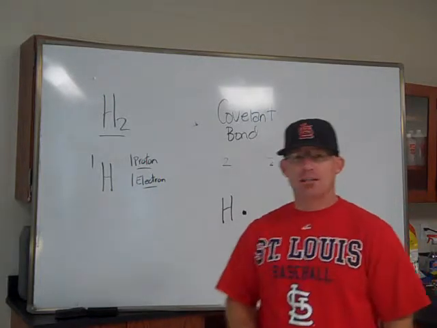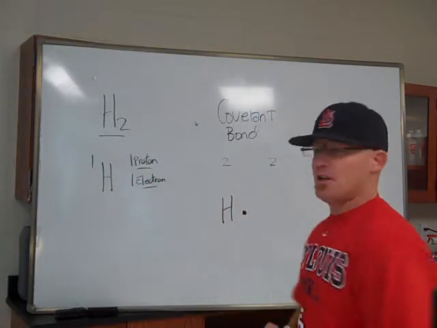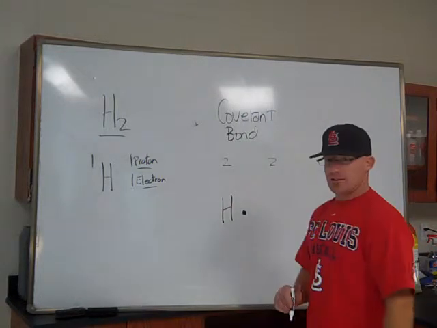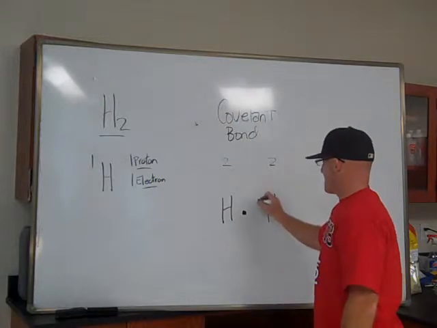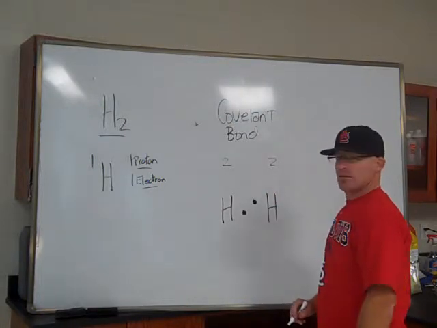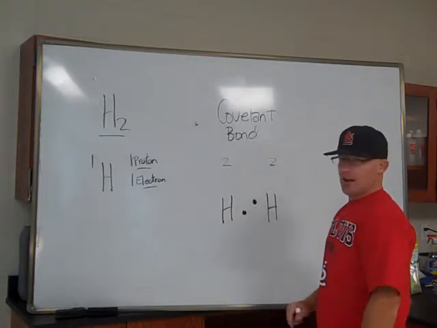We are going to represent the electron around hydrogen with a dot. That hydrogen has 1 electron. And the other hydrogen has a dot. So we will represent that with 1 electron.